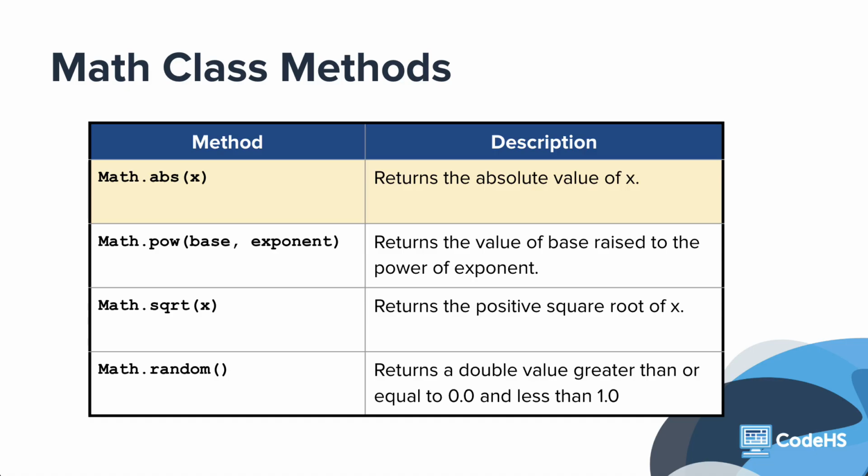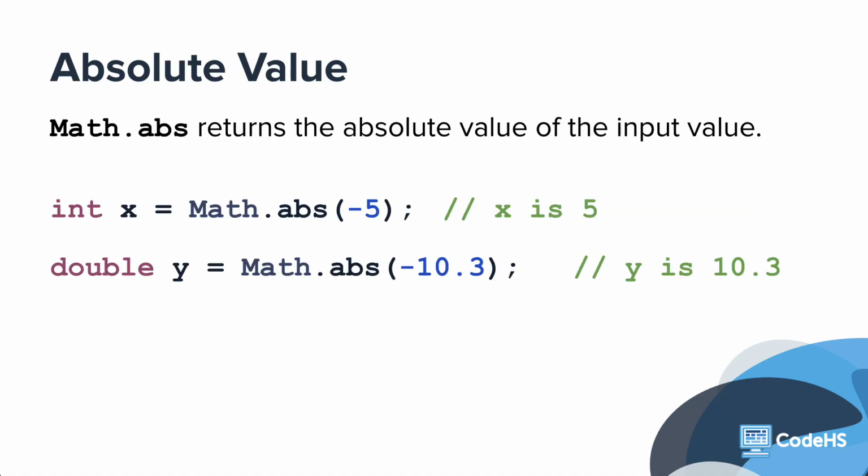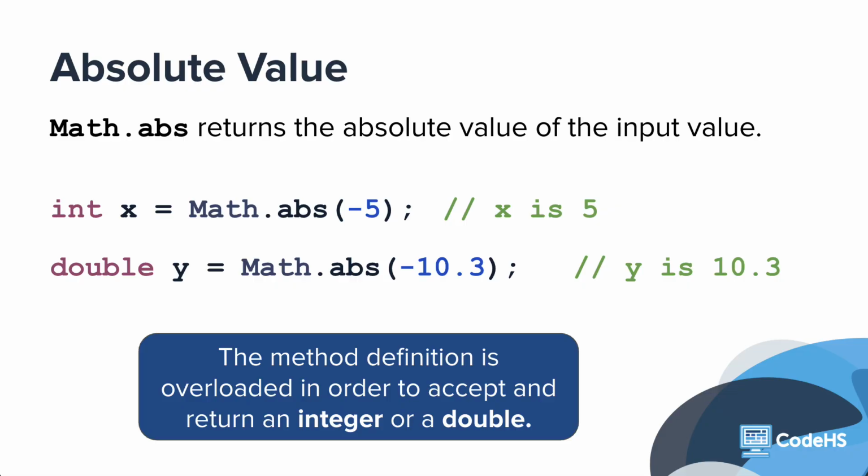Let's take a look at the first method, Math.abs. Math.abs returns the absolute value of the input value. The method definition is overloaded in order to accept and return an integer or a double, as shown here.